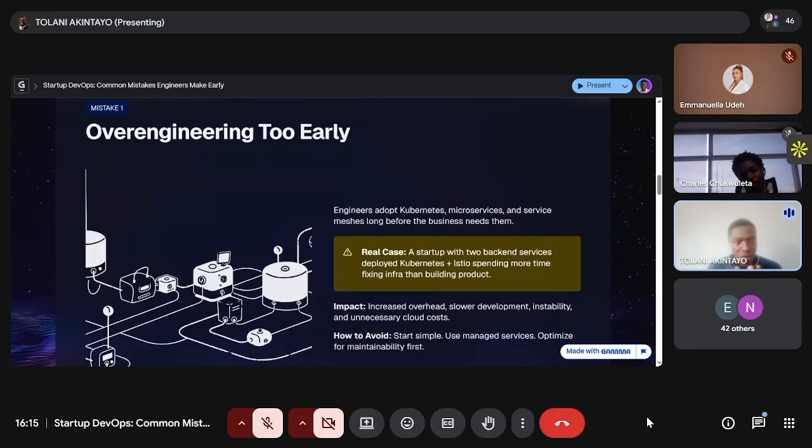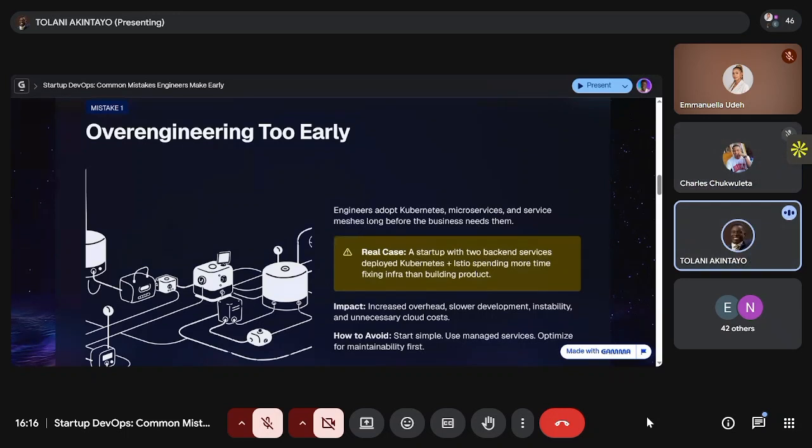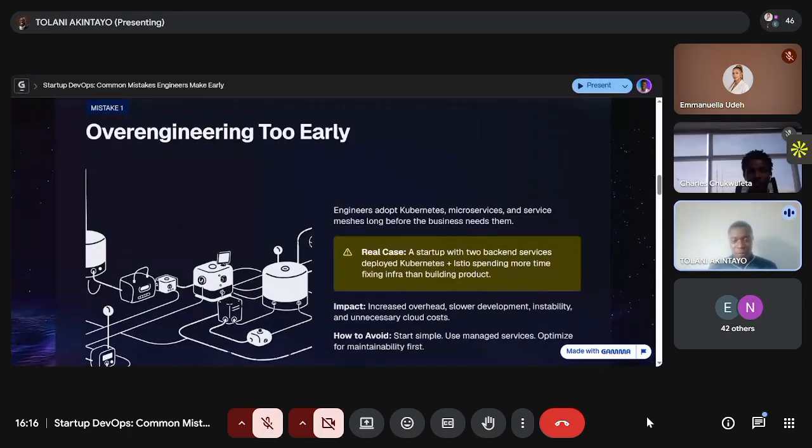So the impact of this particular mistake, as you can see here, is that you have an increased overhead, meaning there's a lot of things to manage. And in most cases, the startup team doesn't have enough hands on Kubernetes mostly. So because of that, your development will be slow, right? Which is not actually adding up to how a startup environment is actually meant to be. You are meant to actually ship very fast, build new features as fast as possible, and things like that. And your cost is going to obviously, it's quite simple.